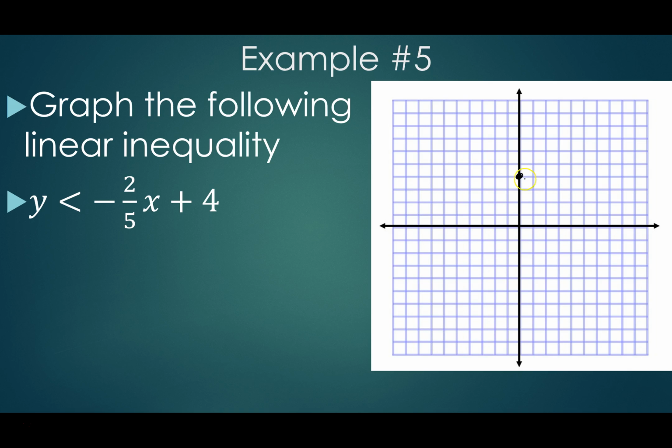And our slope is negative 2/5, so we go down 2 and then to the right 5. Now, the first of the 2 differences is that when we connect the points, we will have a dashed or a solid line. If it's just less than or just greater than, we'll use a dashed line to connect the points. The reason why is because technically less than, we can't include the values on the line, because the values on the line represents points.